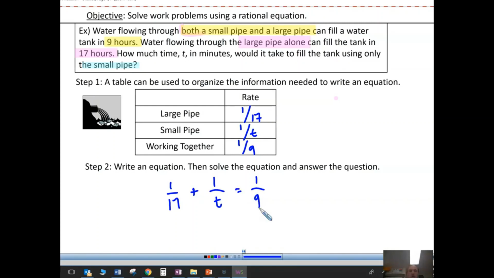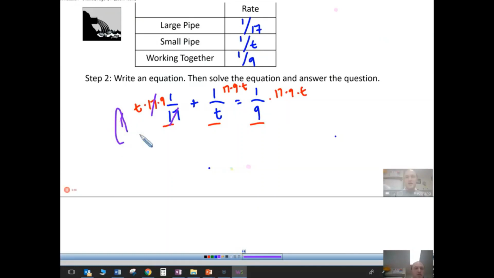Now I want to solve this. How do I solve a rational equation? Multiply by the LCD. What is my LCD? I'm just going to multiply by 17 times 9 times t. You agree that each of these pieces is a factor of our denominator? I'll multiply by 17 times 9 times t over here as well. Now some stuff is going to cancel. The 17 cancels here, and then this produces, let me go down here. Got to erase it the old-fashioned way.